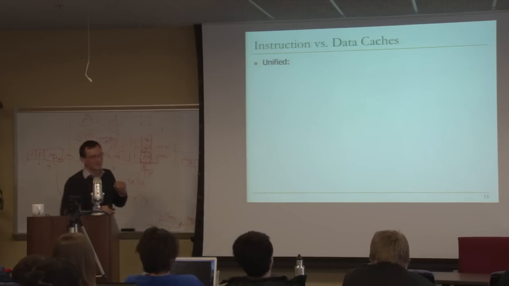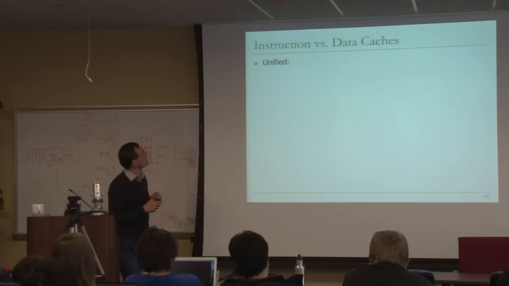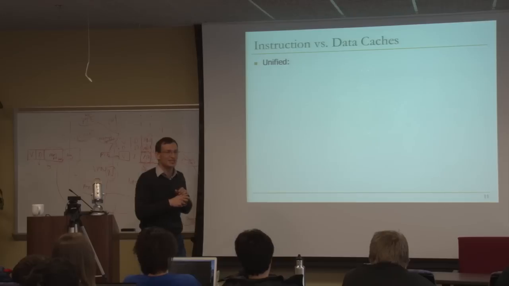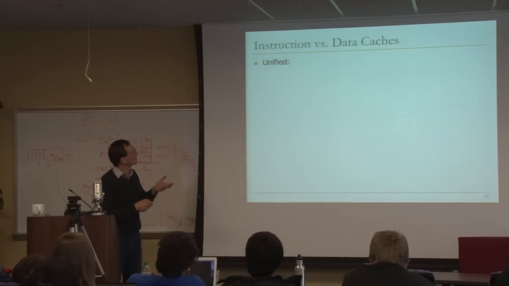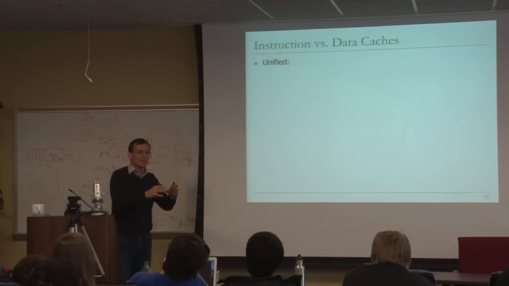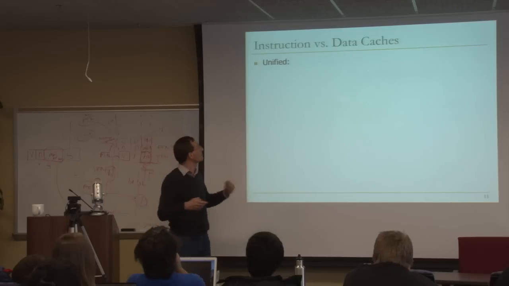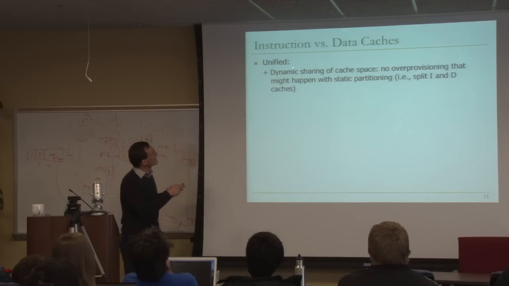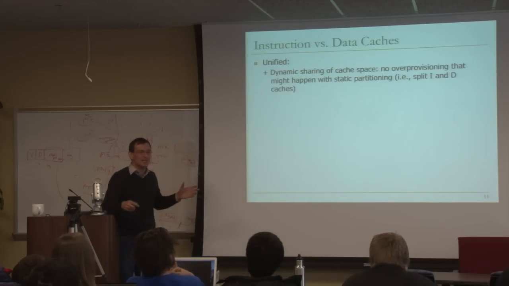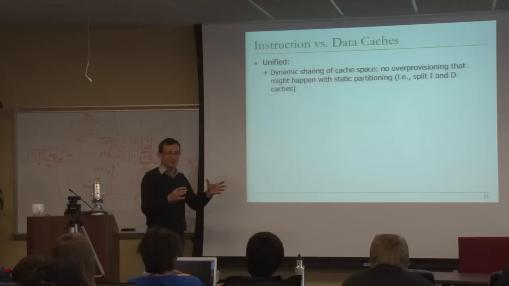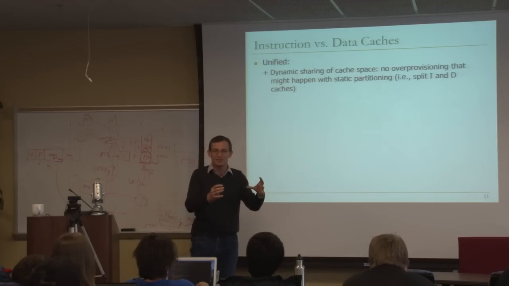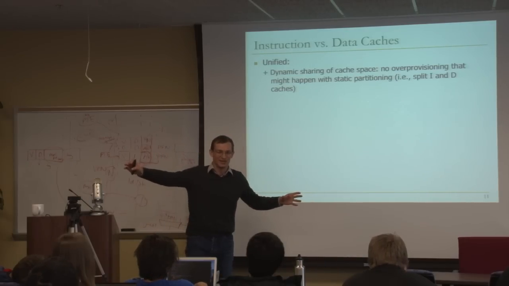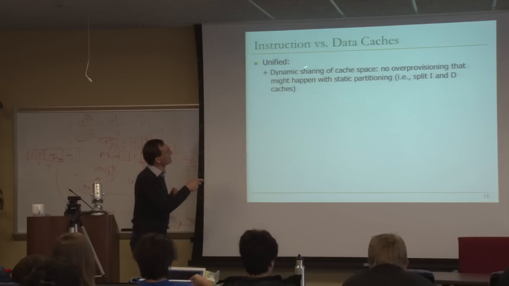Okay, there's another design choice in caches, which is instruction versus data caches. And there are two options that people have followed. One is, do you unify them? Do you keep instructions and data together in the cache, or do you separate them? Unified cache enables dynamic sharing of cache space. Whenever you unify different things, you enable dynamic sharing. Remember this from unified reservation stations, for example, versus distributed reservation stations. Whenever you unify the space, you enable dynamic sharing.